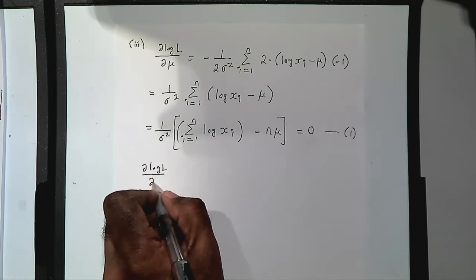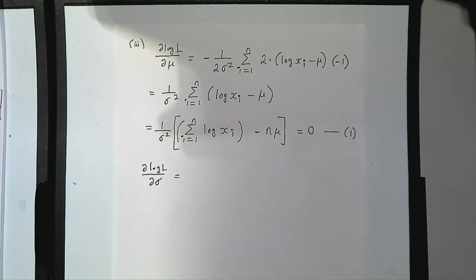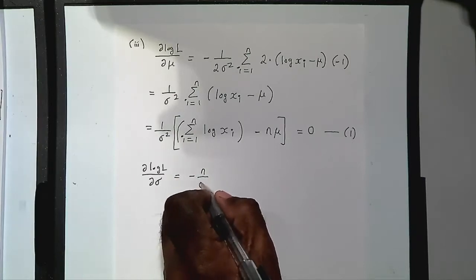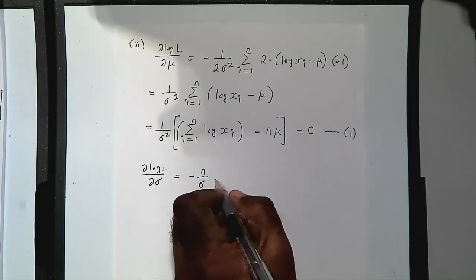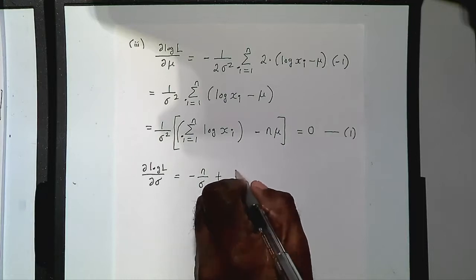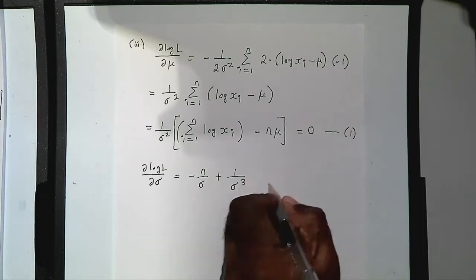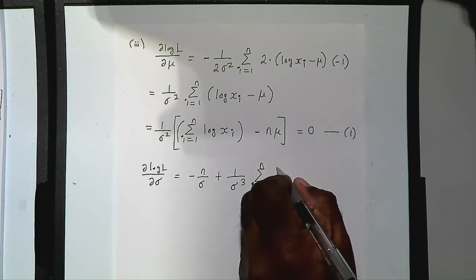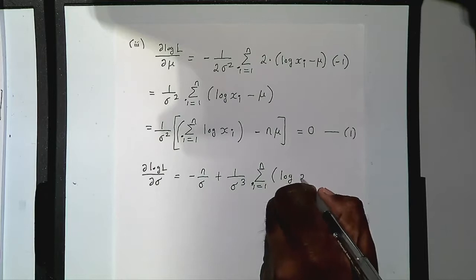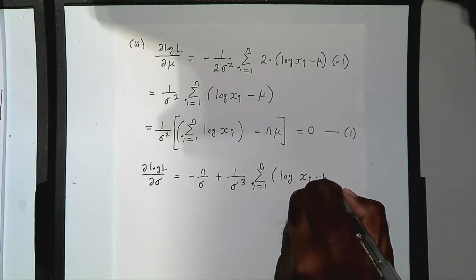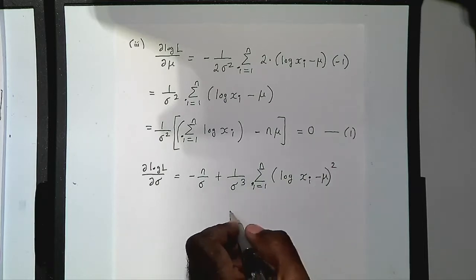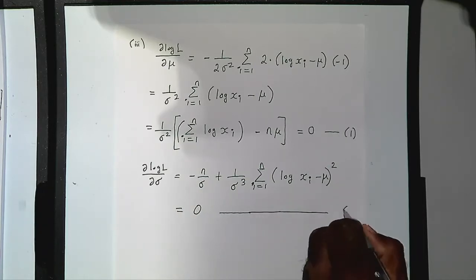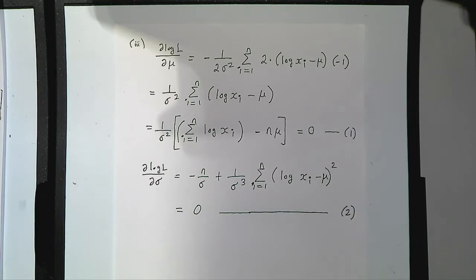The next one is with respect to sigma, right? All right. So you get minus n over sigma plus, all right, and you set this to 0 and call this equation 2, right?